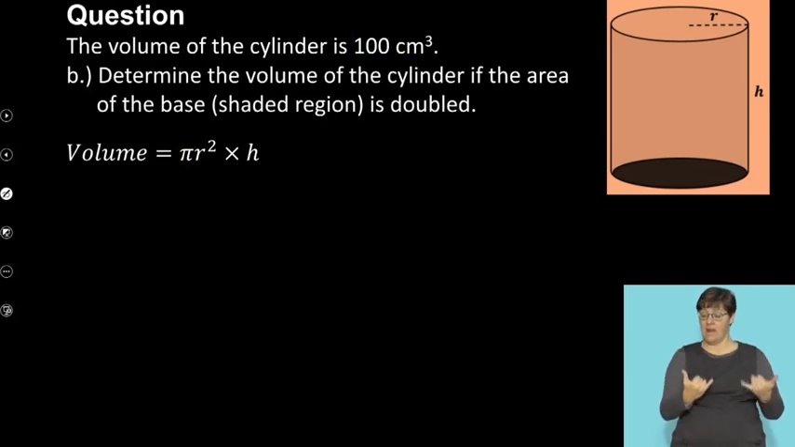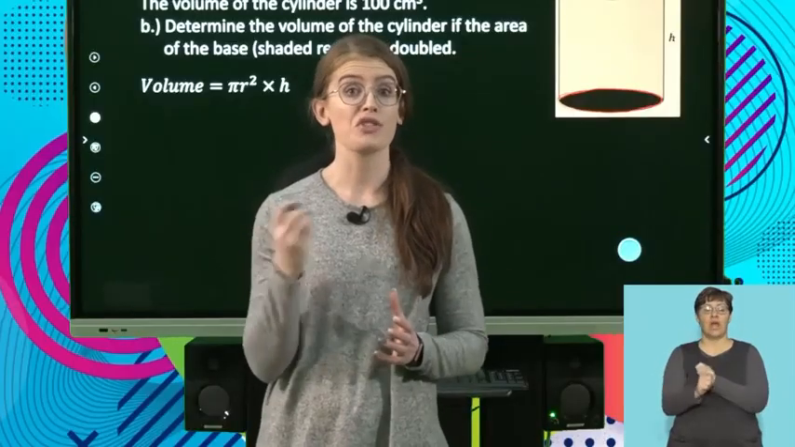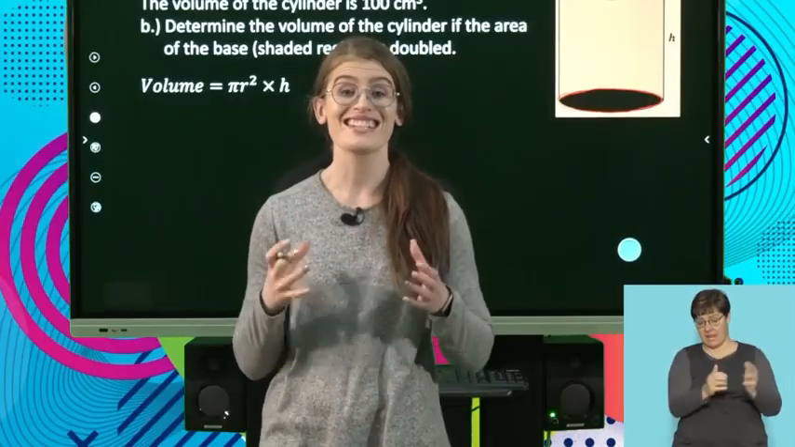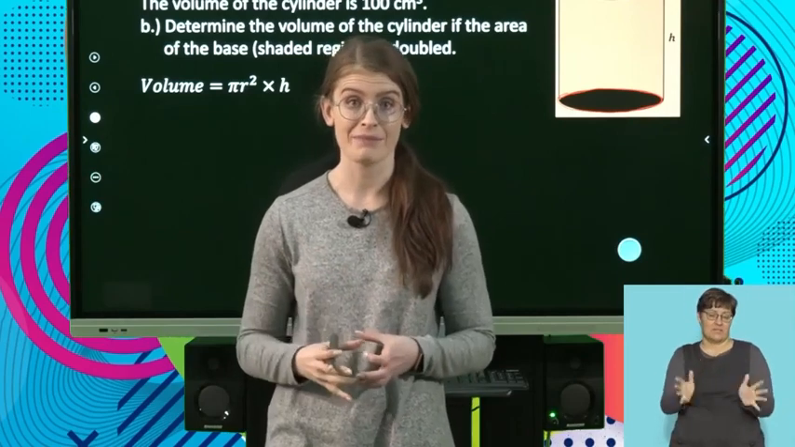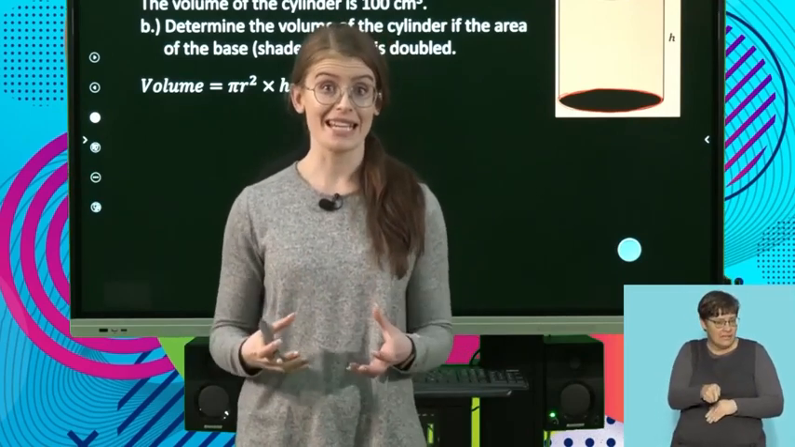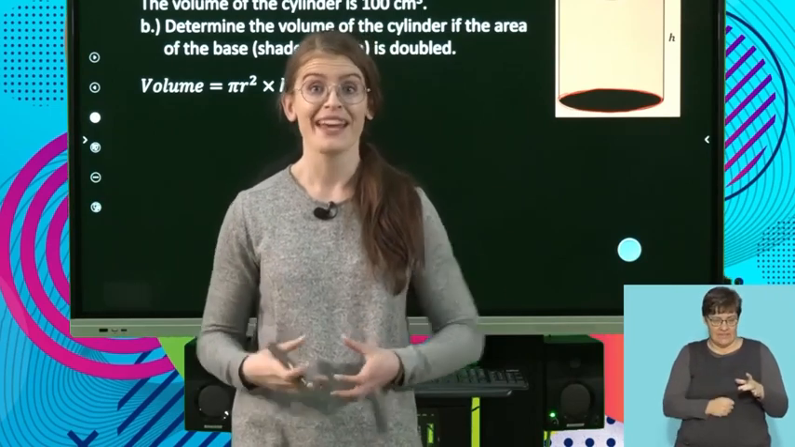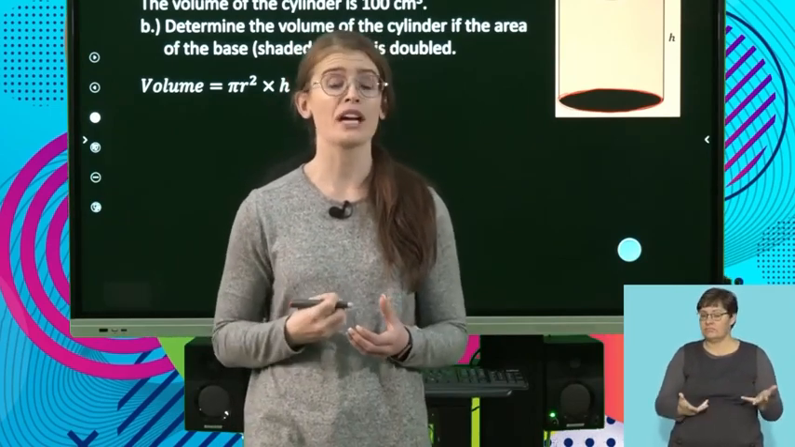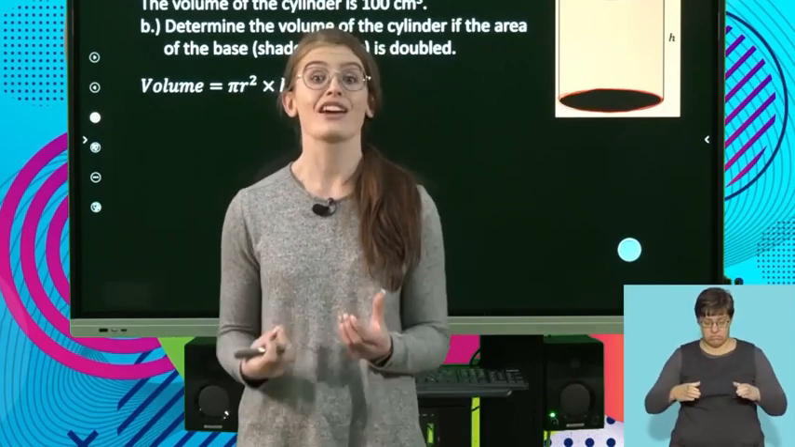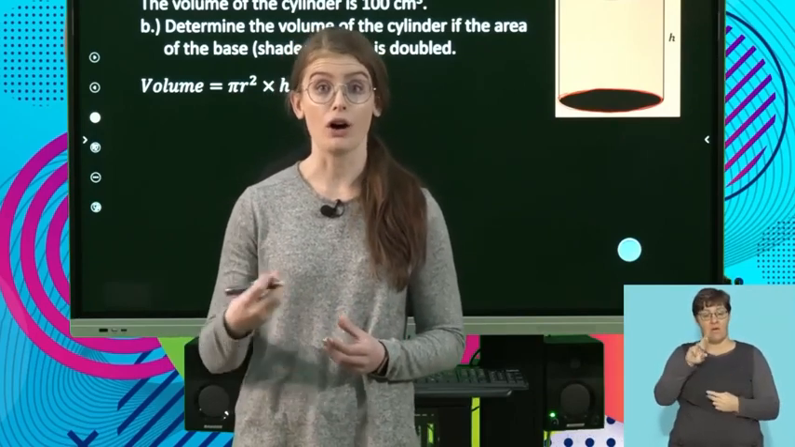So we now need to determine the volume of the cylinder if the area of the base, which is the shaded region of my diagram, so we can see over here that this is the base that we are referring to, is doubled. So guys, again, we're not changing multiple dimensions. We are just doubling the area of the base. And we know that the base of a cylinder is a circle. And if we are talking about doubling that area, the area of a circle is pi r squared.